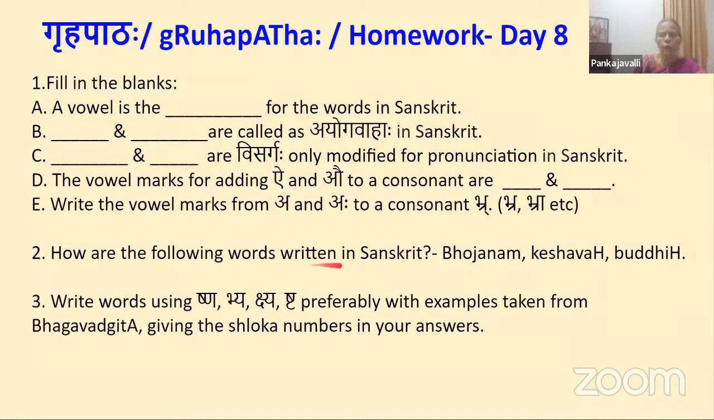Then how are the following words written? Bhojanam, mahaprana, all of them are alpaprana only. And Keshavaha, the visarga has to be there. Buddhihi, one alpaprana then a mahaprana, the visarga must be there. All the dih should be visarga. In Bhojanam, the full makara should be written. You cannot write anuswara here.